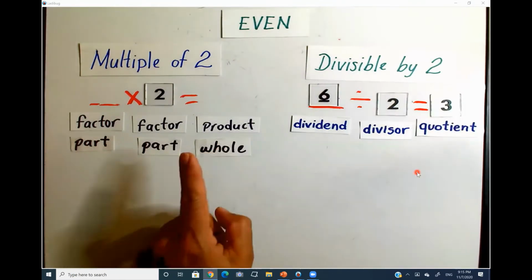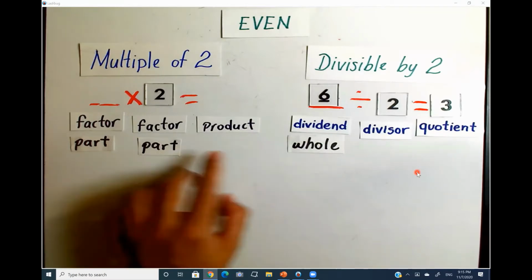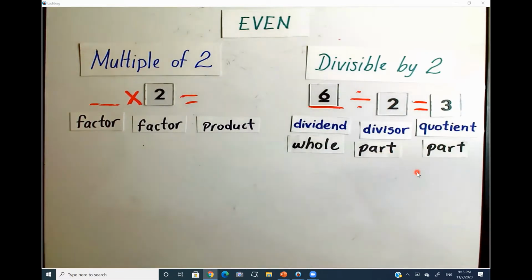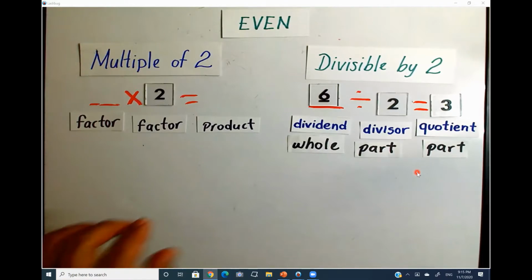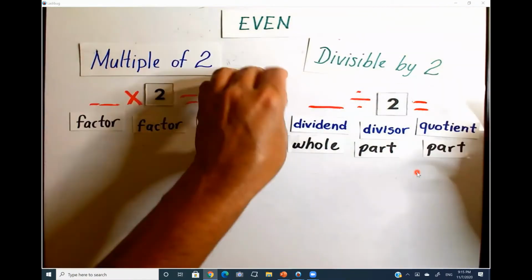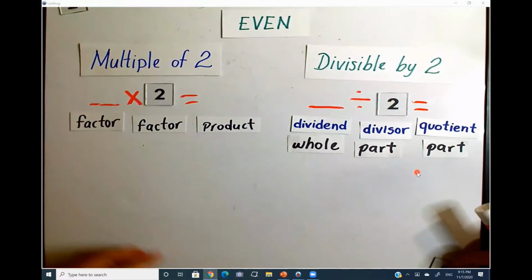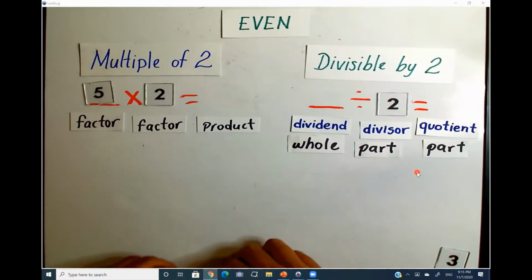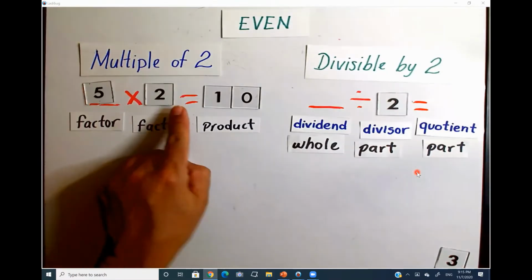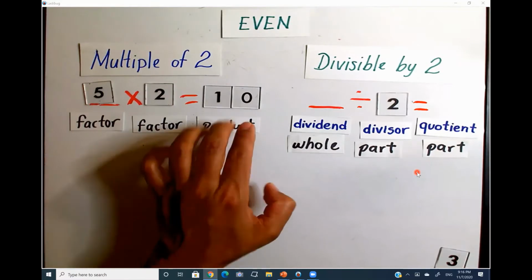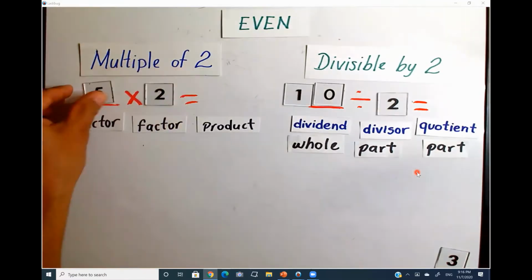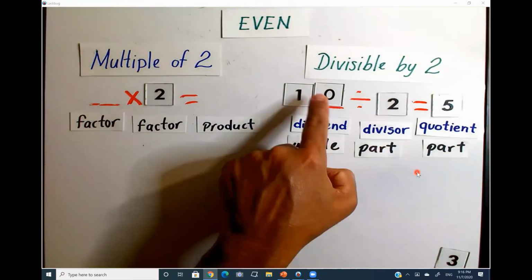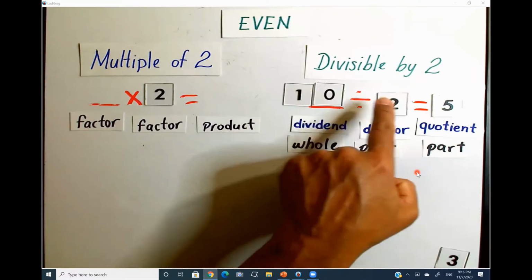And the same, because it's the reverse operation, the dividend is going to be the whole, and the divisor and the quotient are going to be the parts. So let's do one more example about multiples of 2. For example, let me take these two numbers away, and then we're going to have 5 times 2 is going to be 10. So because we're multiplying by 2, 10 is going to be an even number. Or if we divide 10 by 2, the answer, the quotient, is going to be 5. So 10 is an even number because it's divisible by 2.